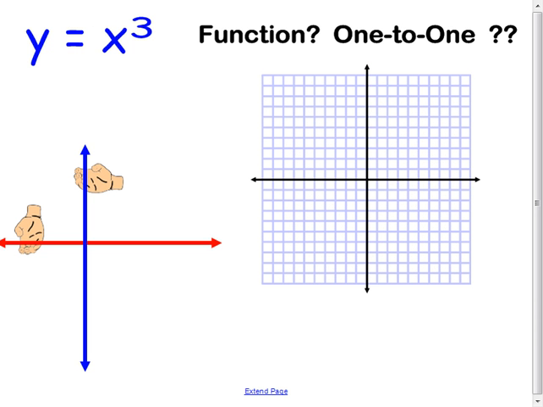All right. y equals x cubed. If you put this into your graphing calculator and graph it, x cubed will look something like this. Okay, and yes, it passes the vertical line test, so it is a function. And it also passes the horizontal line test, so it is also a one-to-one function. Okay, so this is both a function and a one-to-one function.